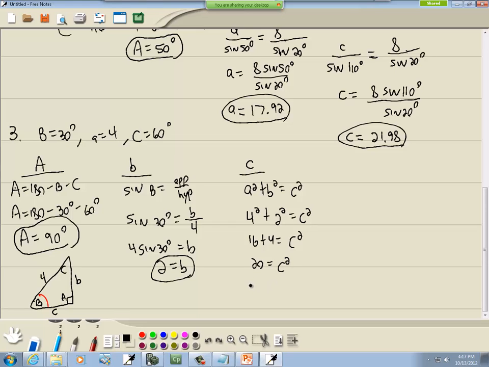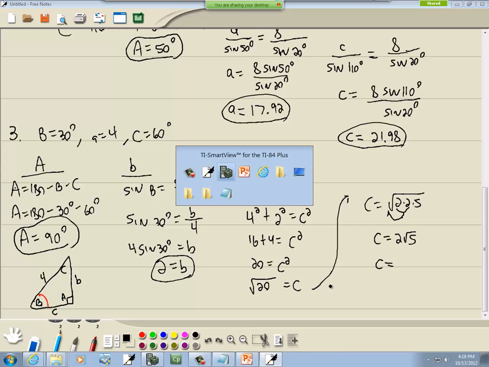Drop our squared, and normally we put a plus or minus square root on the other side, but since we're talking about distance, it's just square root. So we got c is equal to square root of 20. Now 20 is 2 times 2 times 5. We're looking for a pair of somethings. Here's a pair of 2's, so that's going to come out as a single 2. So c is equal to 2 square root of 5.